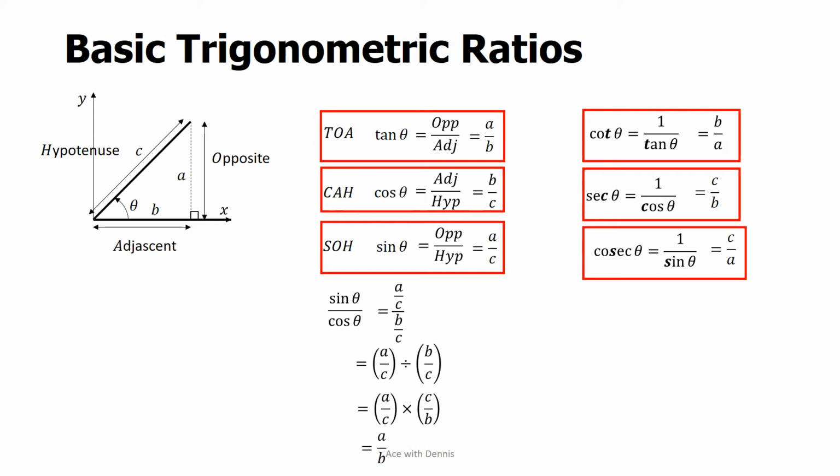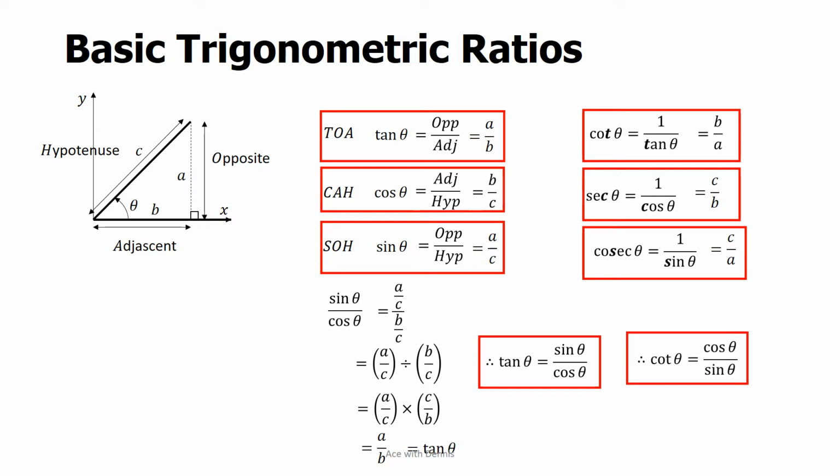From here, we can notice that A over B equals tangent theta. Hence, we can say that tangent theta equals sine theta over cosine theta. Therefore, cotangent theta equals cosine theta over sine theta. So please remember all the formulas boxed in red here.